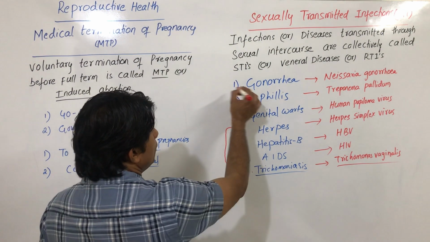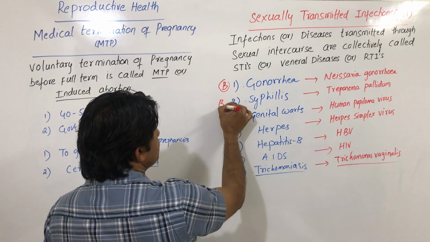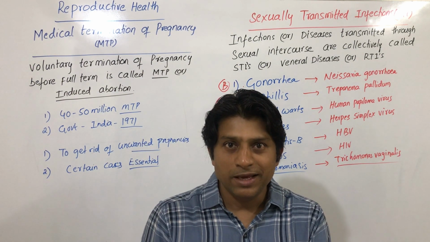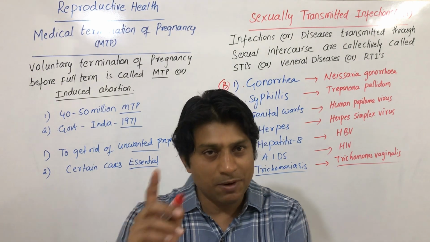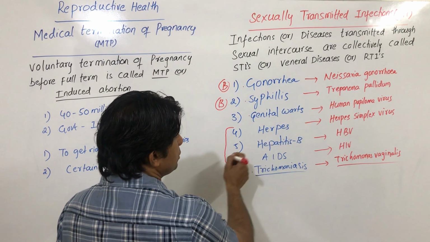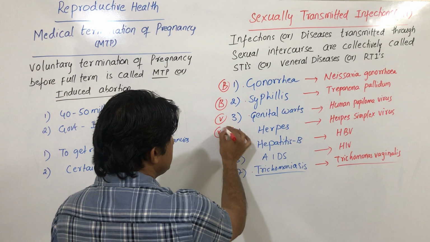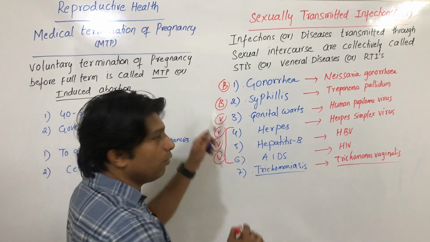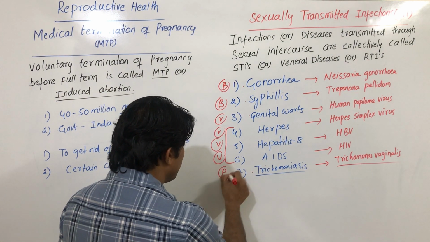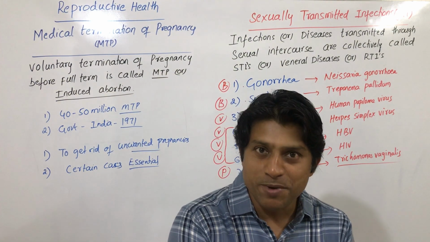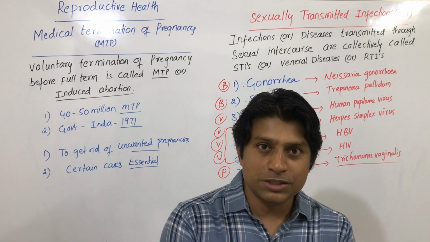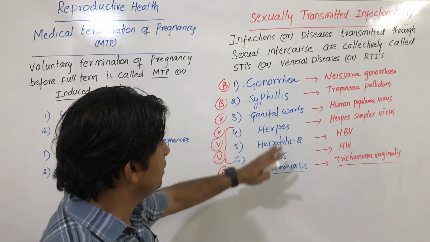Out of these, gonorrhea and syphilis both are bacterial diseases. Remember, sometimes a question could be asked, which among the following STIs are caused by bacteria? Remember, these are two. Gonorrhea and syphilis both are caused by bacteria. Whereas genital warts, herpes, hepatitis, AIDS, these four are caused by viruses. Whereas Trichomonas vaginalis is a protozoan. Please remember these. Sometimes a question could be asked, which are the viral, bacterial, protozoan that cause sexually transmitted infections. So this is the classification you have to remember.